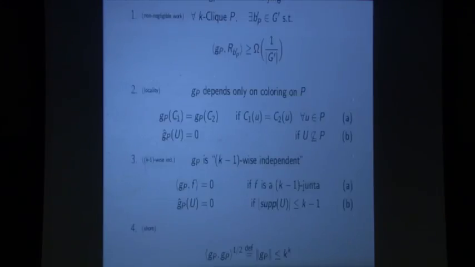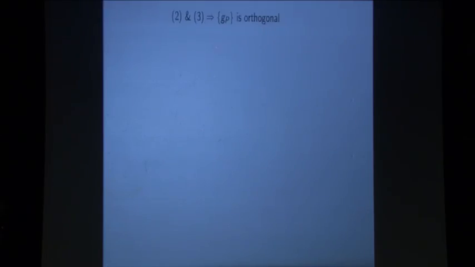Okay, first notice that 2 and 3 together imply that the vectors are orthogonal. Because if they are different cliques, then they will have disjoint Fourier support, and hence the collection will be orthogonal. And hence we can also normalize the vectors. It will be non-zero, so we can also normalize the vectors, okay?